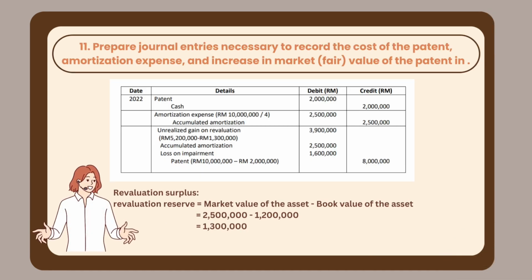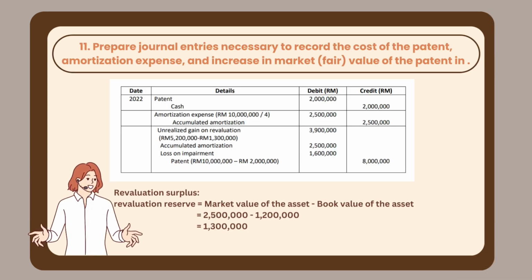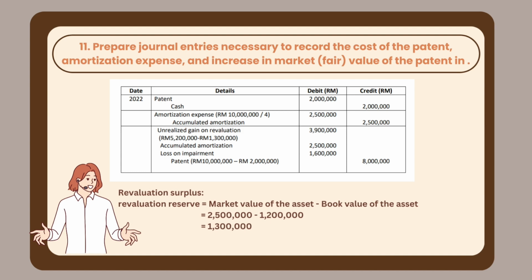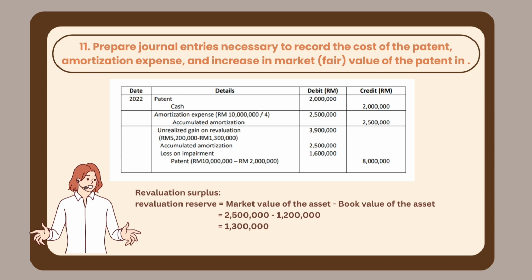For question 11, prepare journal entries necessary to record the cost of the patent, amortization expense, and increase in market fair value of the patent. For the first entry, we debit patent for RM2 million and credit cash for RM2 million. For the second entry, we debit amortization expense RM2,500,000, which we get from RM10 million divided by 4, and we credit accumulated amortization for RM2,500,000.